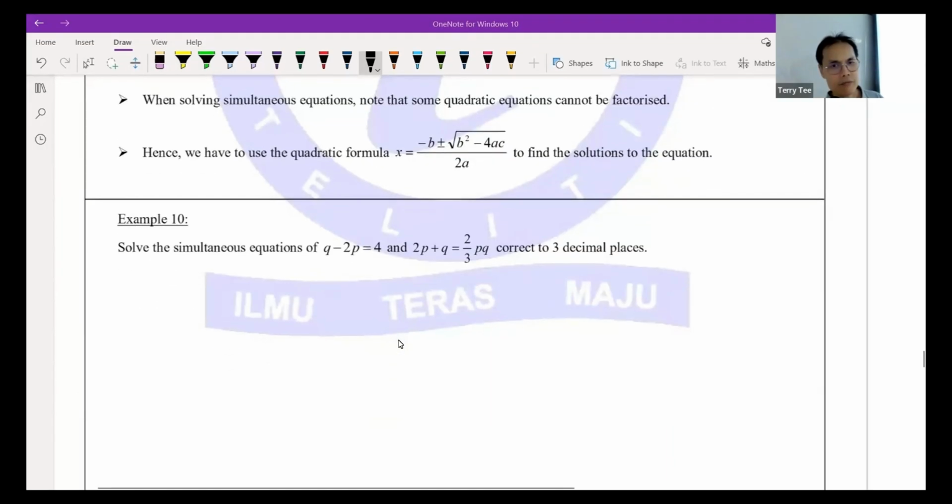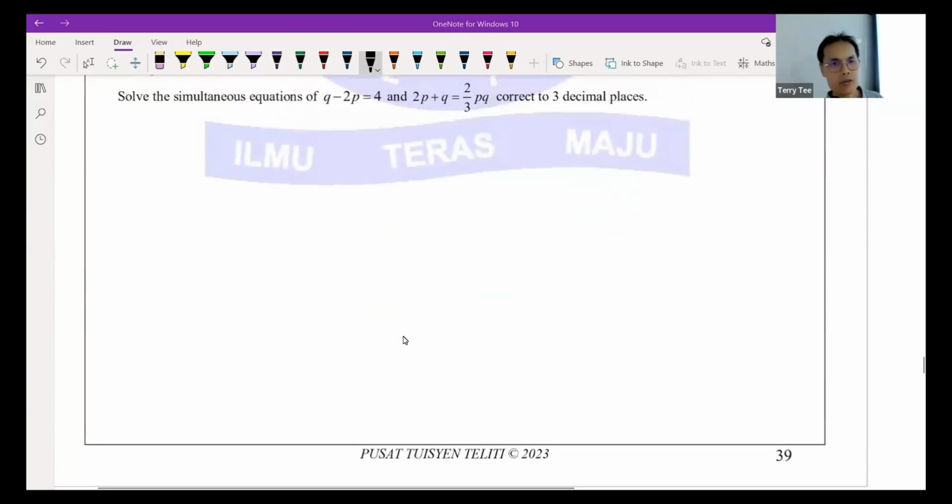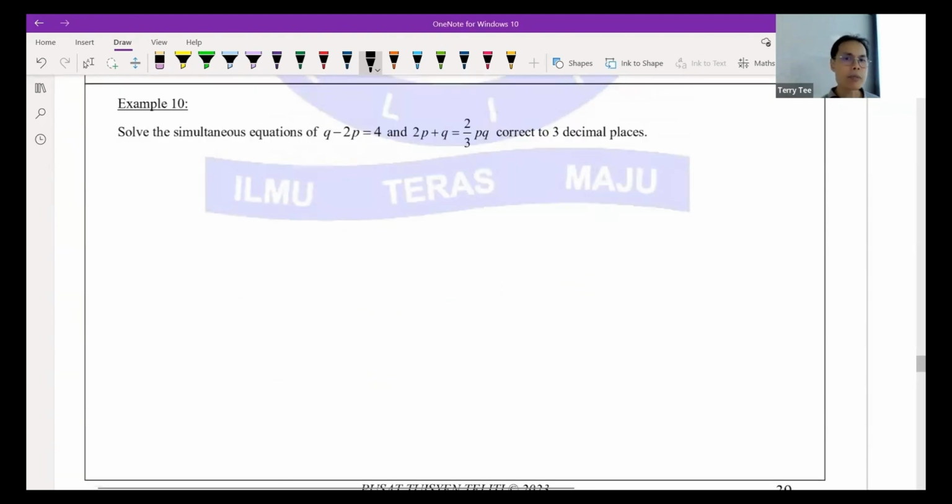Sometimes some equation you cannot factorize it. You have to use quadratic formula. So you already learned in chapter 2, right? So this is one example. Okay, so first we make one of them as a subject. Maybe I make q as a subject. You can make p a subject, q as a subject. They are both the same. But I think q as a subject is easier because I would have avoided fraction.